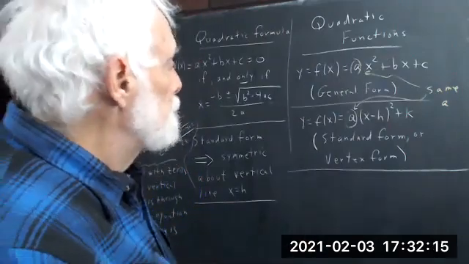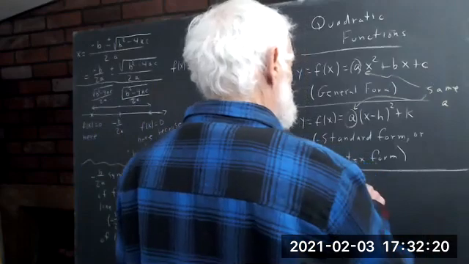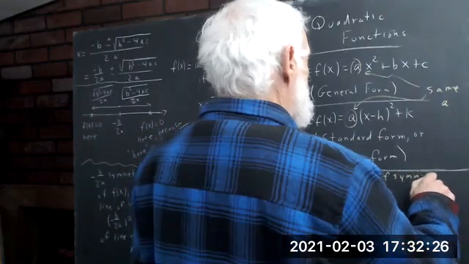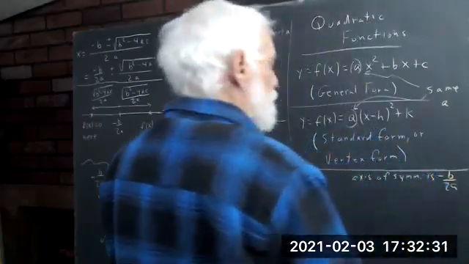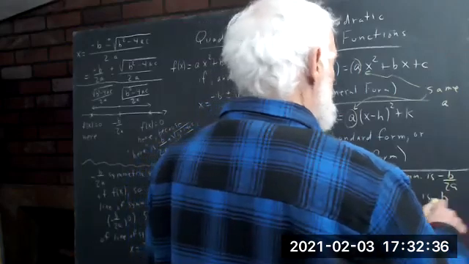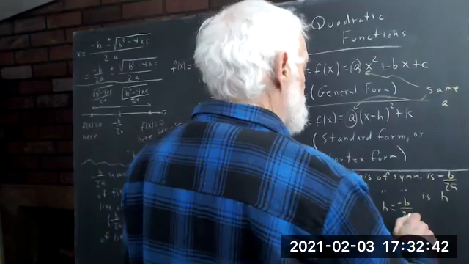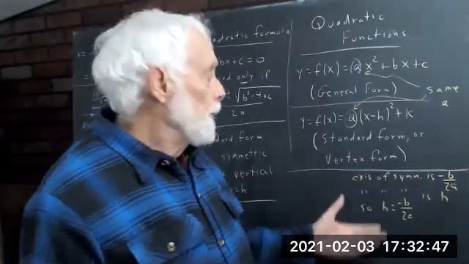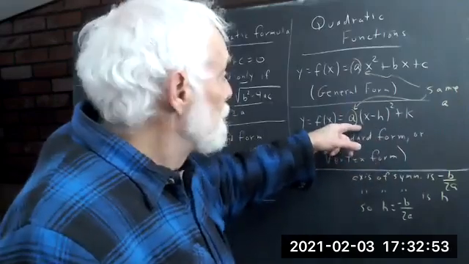Axis of symmetry is negative b over 2a. Axis of symmetry is h. So h equals negative b over 2a. Now you can get that just from the algebra. You write this out and expand the square and then see what the coefficient of x is.